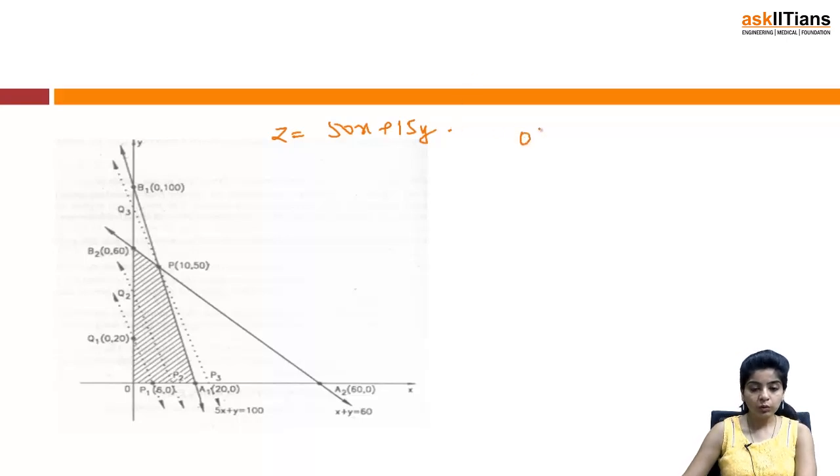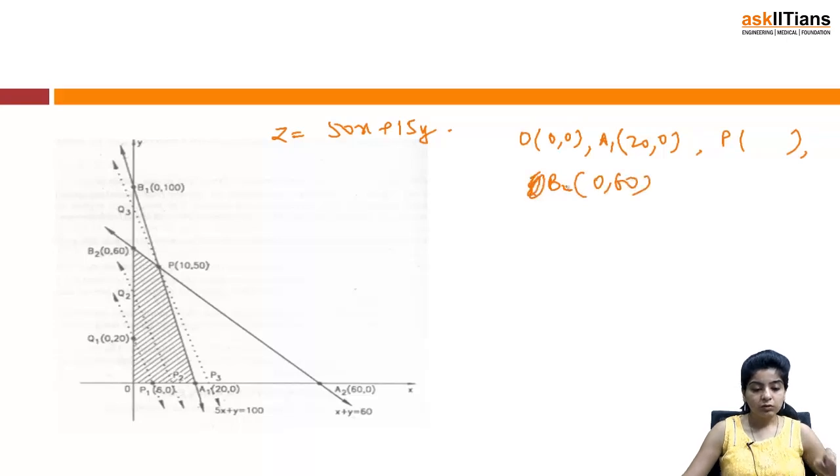We know the coordinates of O. Then we have A1, that was 20, 0, we knew it. Then we have P, you'll have to find out, and then B2, that we also know: 0, 60. So these are the 4 corner points of the feasible region. P you can find out as the point of intersection of these 2 lines, and that will come out to be 10, 50.